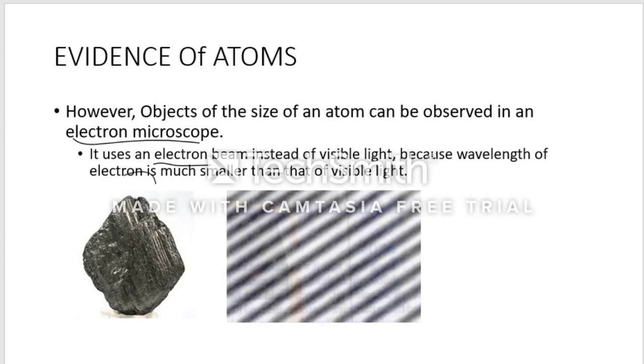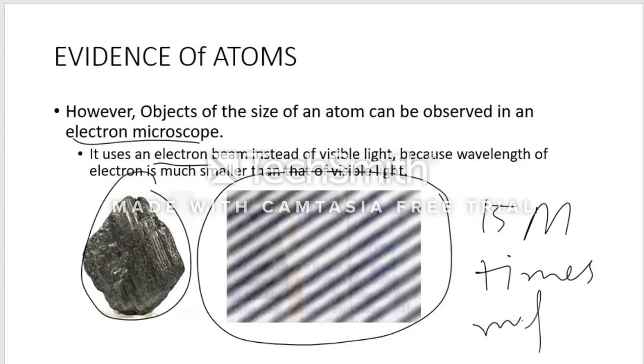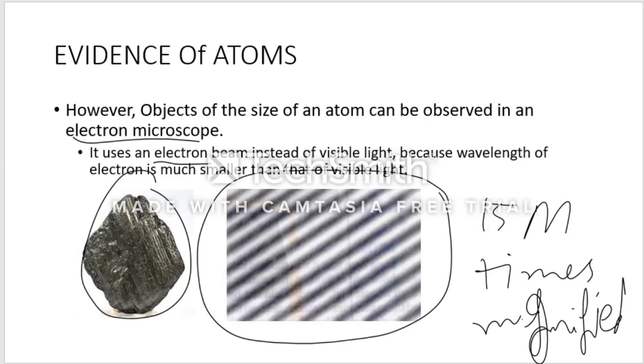So here is graphite, and we use the electron microscope and throw electron beams on it. This is the picture of graphite, which is 15 million times magnified. These are the layers, and the dark lines are the layers of carbon atoms, because graphite consists largely of carbon atoms.